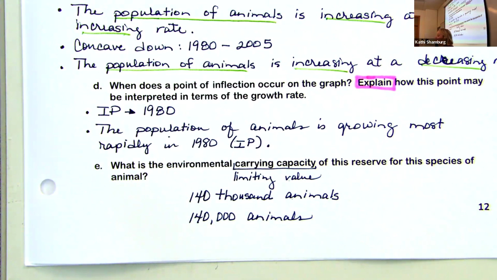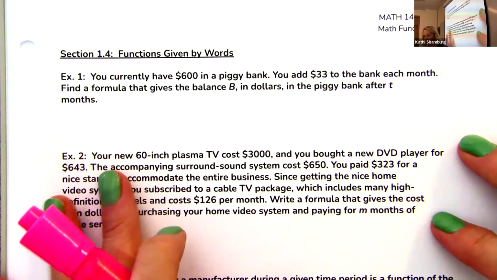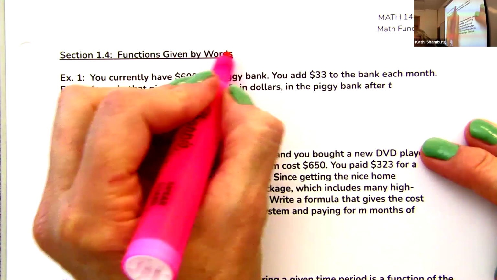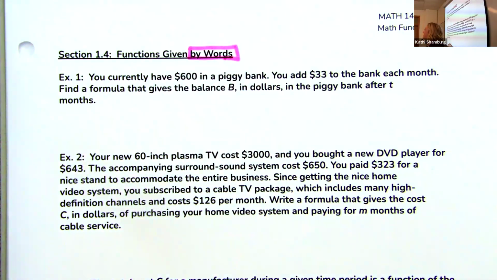So that finishes 1.3, which will be scheduled and will be due on Friday. We are going to do a little bit of 1.4. So we've done functions as equations, functions as tables, functions as graphs, and now everybody's most favorite, a whole bunch of words. So yay, we get to figure out what these words mean.